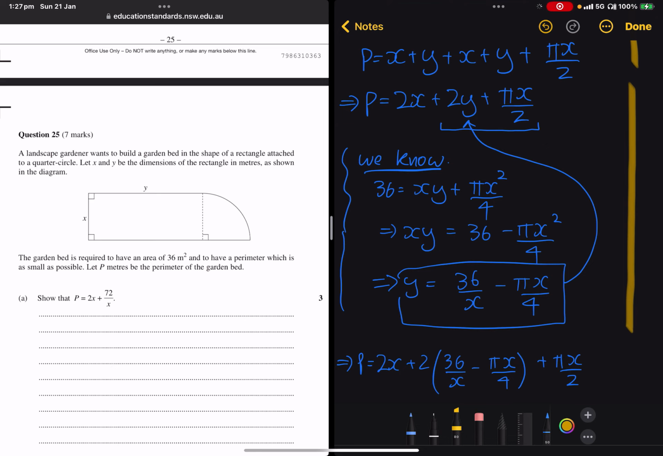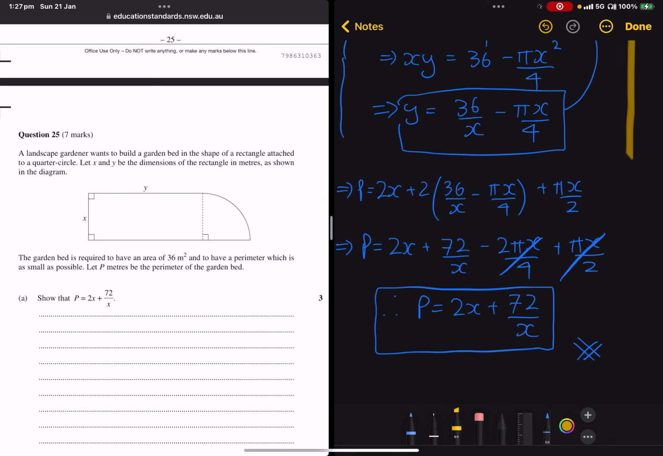So if you're using this method, in the method I've used, I've set up the perimeter, then I've substituted in a y. If you use a different method, it will look slightly different. In this method, the second mark will be for the y. So getting the y from the given area condition, that's going to be the second mark. And then the final mark will be for getting the perimeter being equal to 2x plus 72 on x.